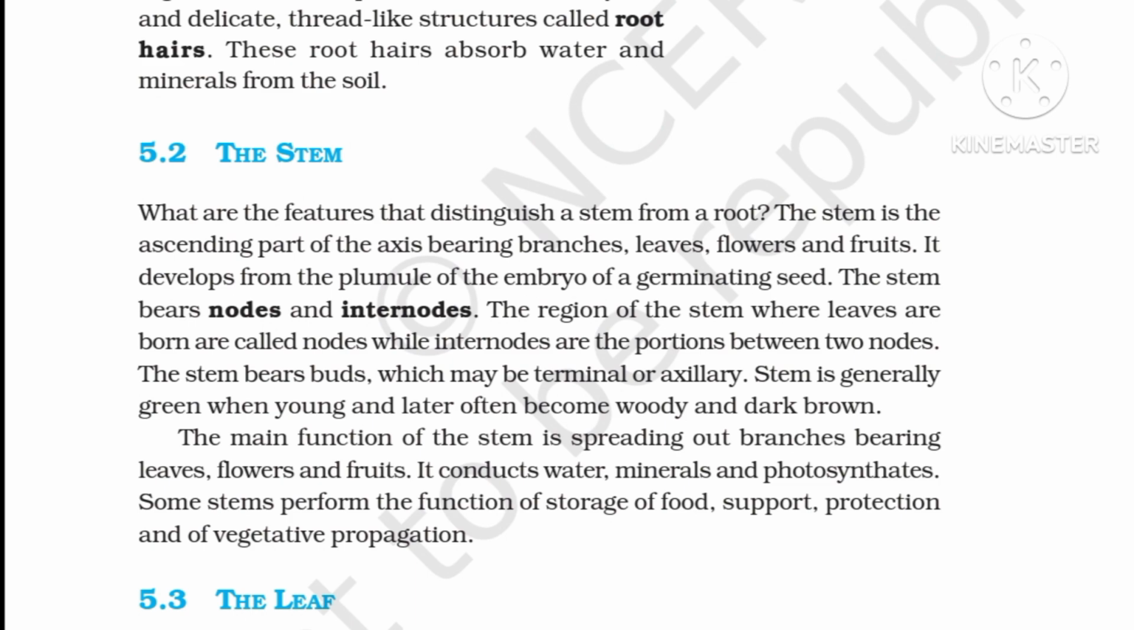The stem is generally green when young and later often becomes woody and dark brown. The main function of the stem is spreading out branches bearing leaves, flowers, and fruits. It conducts water, minerals, and photosynthates. Some stems perform the function of storage of food, support, protection, and vegetative propagation.